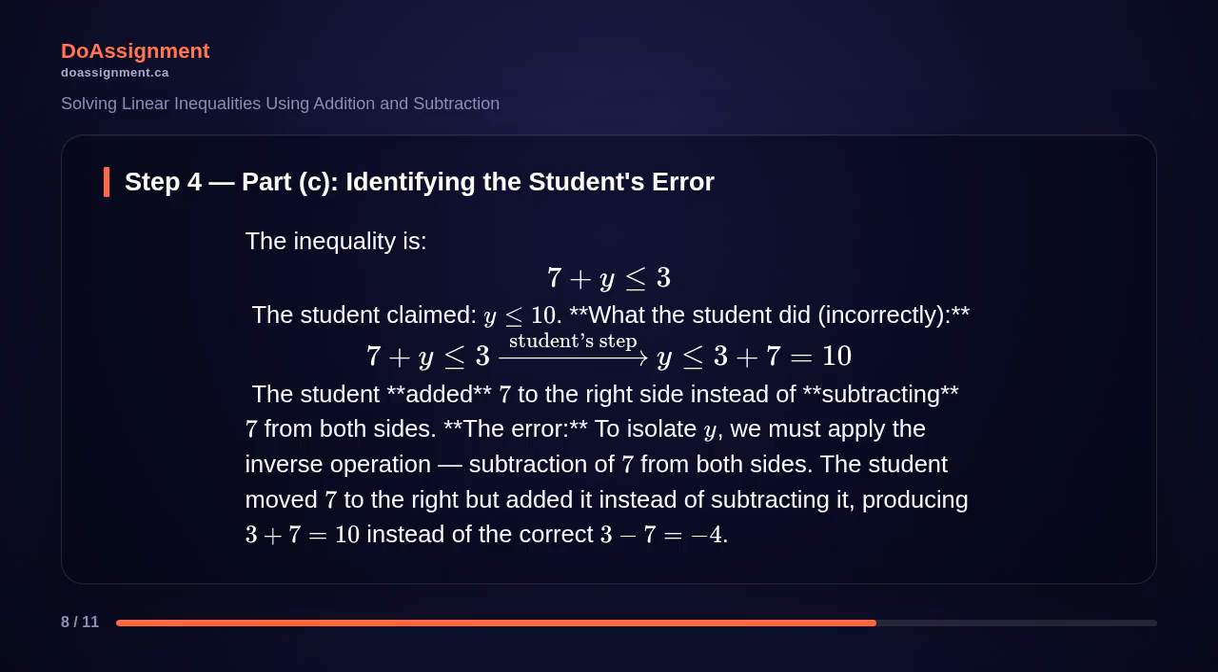Now let's look at Part C and find the student's mistake. The inequality is 7 plus y is less than or equal to 3. The student got y is less than or equal to 10. What happened? The student moved the 7 to the right side and added it, getting 3 plus 7 equals 10. But that is wrong. To isolate y, we must subtract 7 from both sides, not add it. The student used the wrong inverse operation.